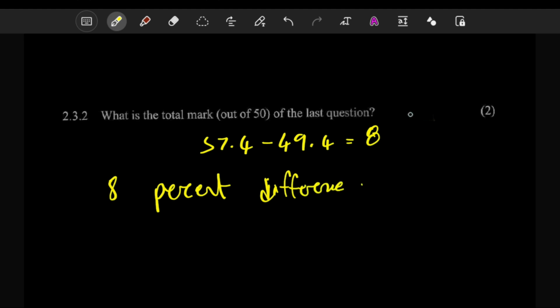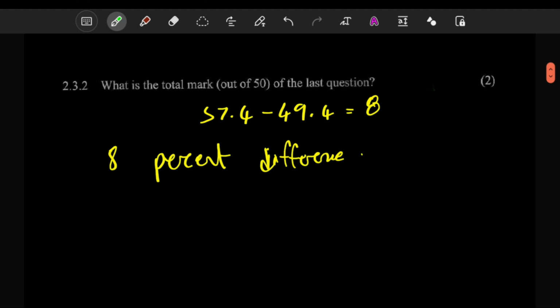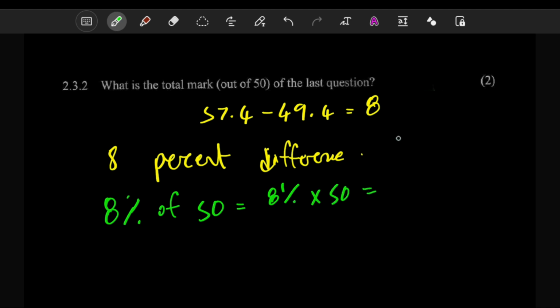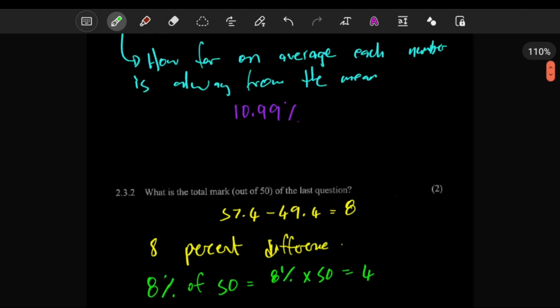So obviously, if we're going to find the total mark for the last question, it contributed about 8%. So 8% of 50 is basically what we want here. 8% of 50 marks. This is what the last question was, you see. In your calculator, you're just going to put 8% times 50, and it's going to give you a 4. And then we're just cruising along very nicely, 2 questions down the line.